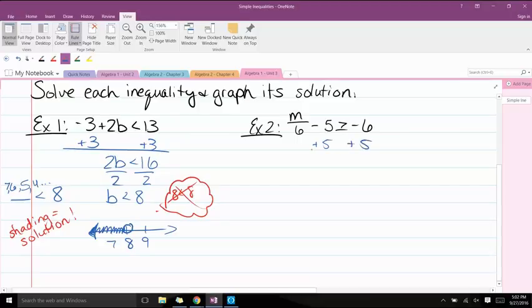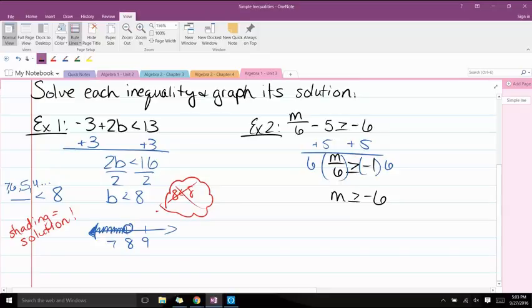Okay, so we add 5, add 5. So we have m over 6 is greater than or equal to -1. We want m alone, so we multiply each side by 6. And we get m is greater than or equal to -6.